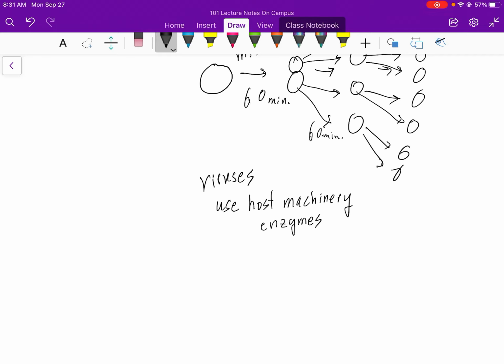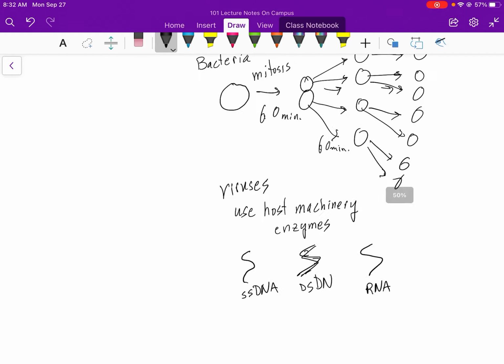I'll give you a couple of examples. You can have a single-stranded DNA virus, ssDNA. You can have a double-stranded DNA virus, which looks like a piece of DNA. You can also have a single-stranded RNA virus, which is just called an RNA virus. There are some other categories as well, but these are the big ones. RNA typically is not double-stranded, so you have single-stranded or double-stranded DNA, and then RNA viruses, and they can be positive or negative sense, and they can be stored in different formats.